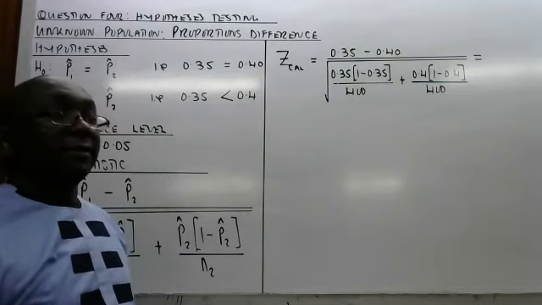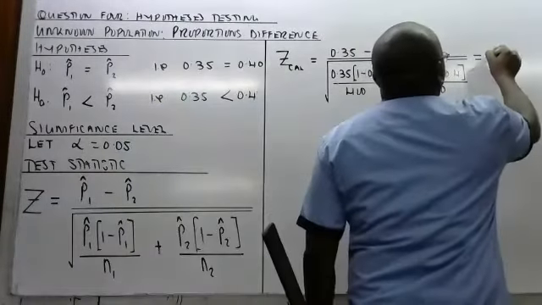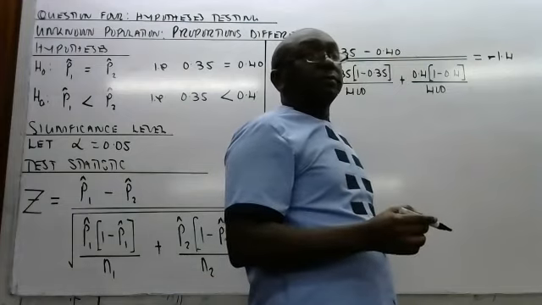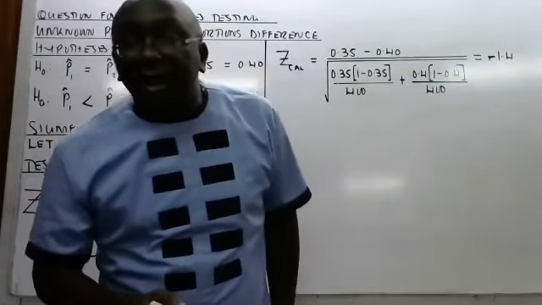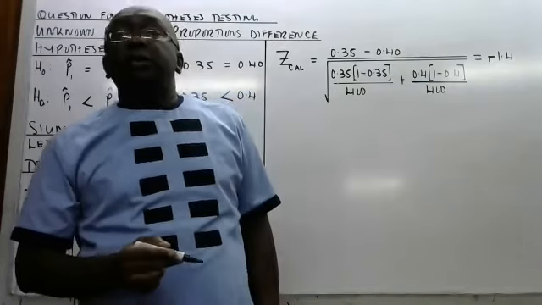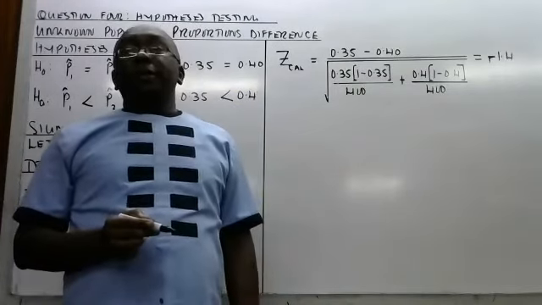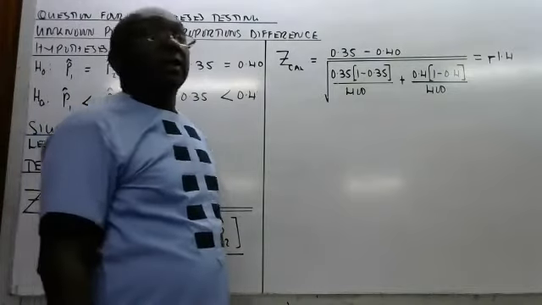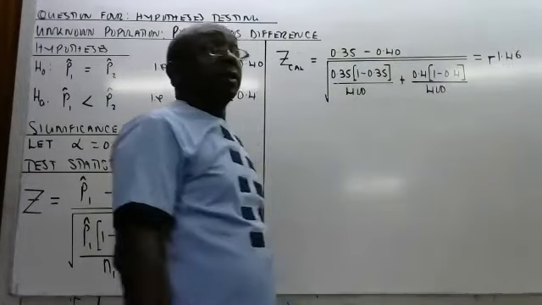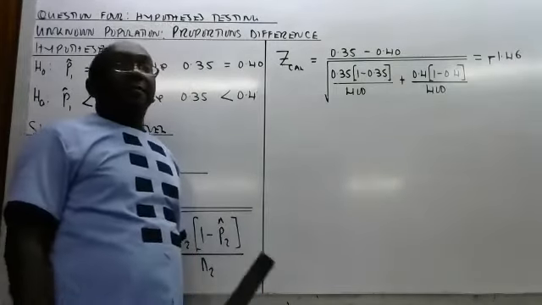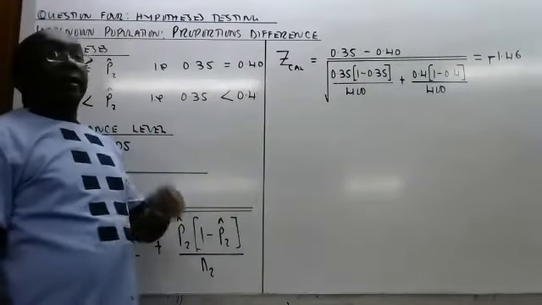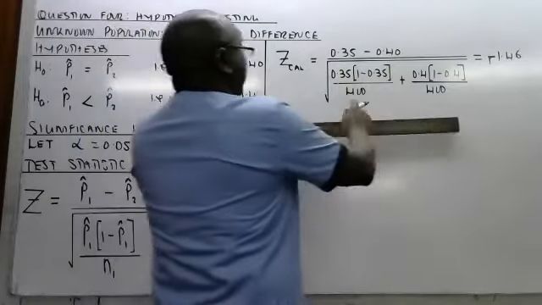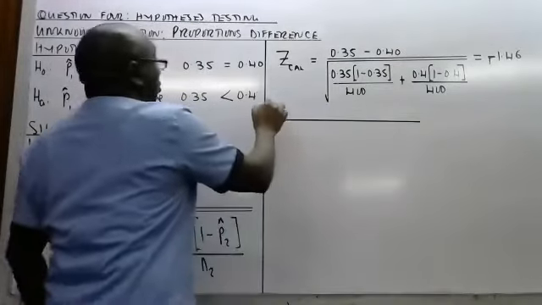What do you have? Negative 1.4? Someone has a different one. Another is giving me negative 2.26. One point four. Oh, it's a different one. 1.46. Okay. To solve, you have to compute it yourselves, but you just copy that. Yes, Teresa, 1.46. Good. So that is confirmed, and therefore we proceed to the decision rule.